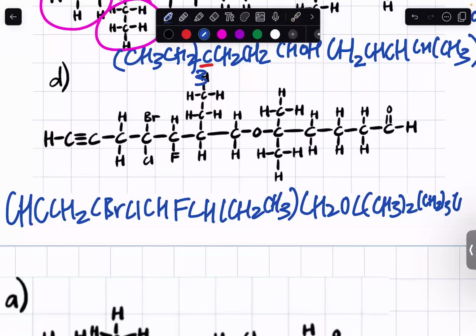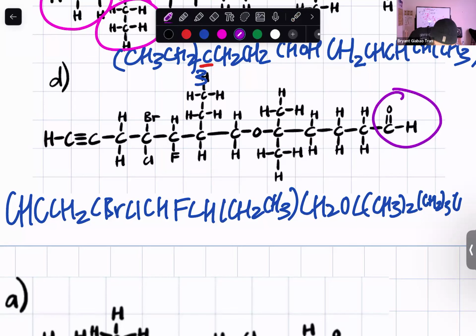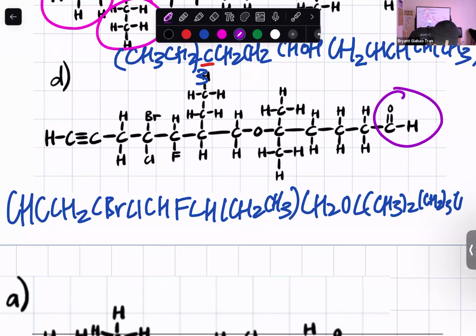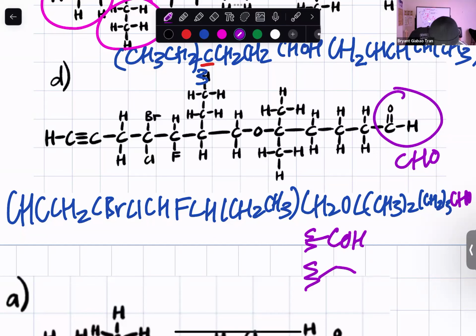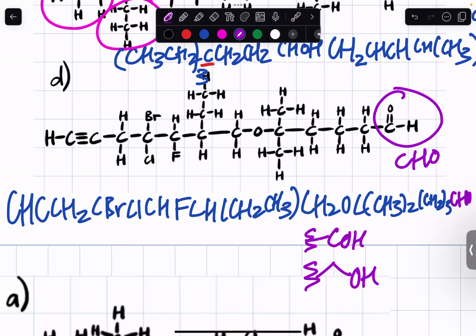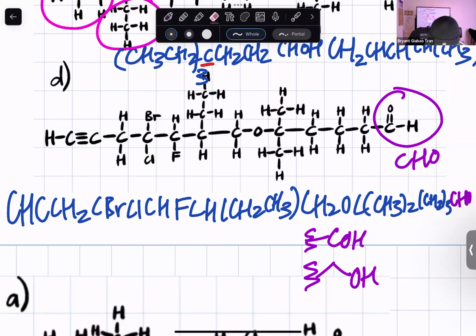And another important thing for the condensed formula is that whenever you have an aldehyde, a carbonyl attached to a hydrogen, that is always going to be represented as CHO in the condensed formula, right? Which is going to be this CHO right here. CHO, right? Because if you put COH, it's going to look like an alcohol. Yes, an alcohol. But to distinguish that from an aldehyde, we put CHO.